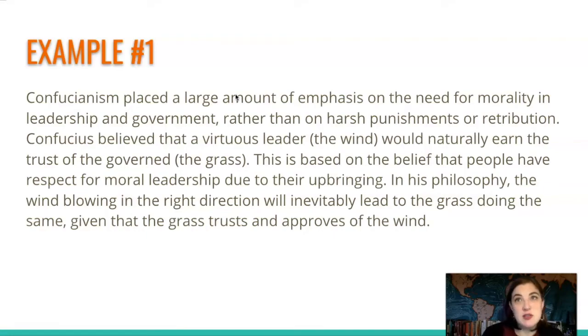So here you'll see that the author of this short answer did a good job of explaining what Confucianism is about. And then they take apart this quote in the question and explain how the leader is like the wind, how the governed are like the grass, and how this attitude of the leader being the one who directs the behavior of those below them is reflective of Confucian principles. It's a really nicely done answer.